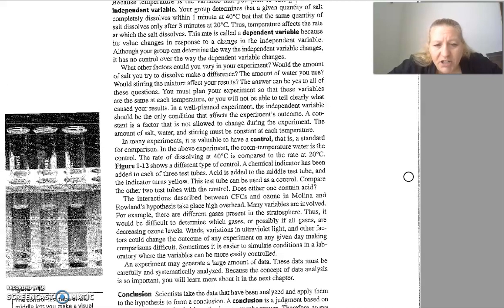An experiment may generate a large amount of data. This data must be carefully and systematically analyzed because the concept of data analysis is so important. You will learn about this in the next chapter.